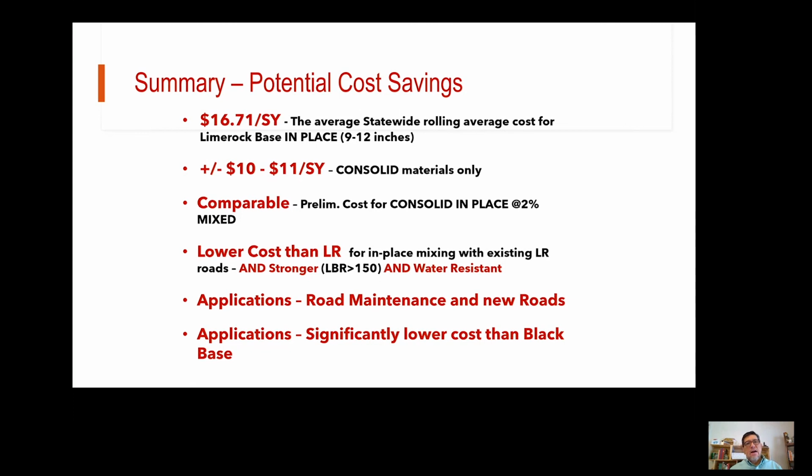When I say that it's cost-effective, here's what I'm talking about. We evaluated the statewide rolling average cost for lime rock base in place. And we used 9 to 12 inches thick because that is the most often used by the DOT. That was $16.71 per square yard. Now, Consolid materials are $10 to $11 per square yard. And then you would add the mixing cost, which is $2 or $3, $4 at the most. So you are at or less, you're certainly comparable with the cost of lime rock base.